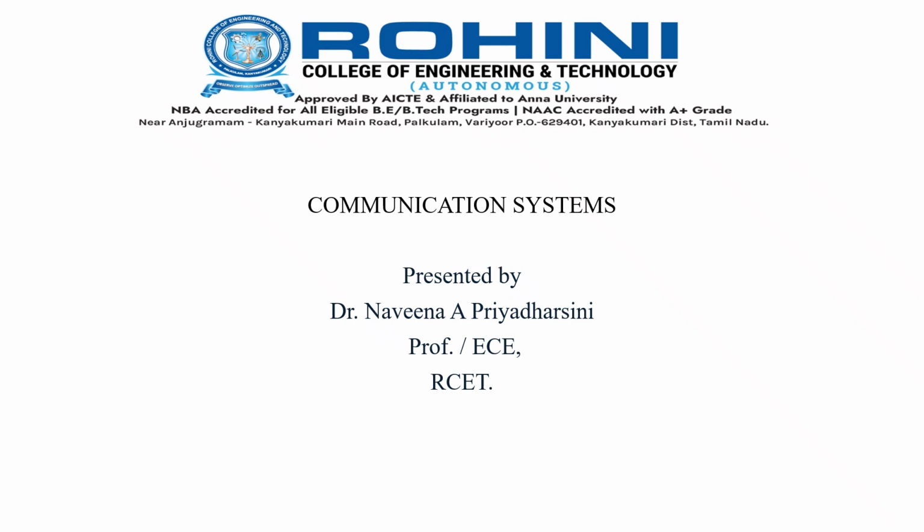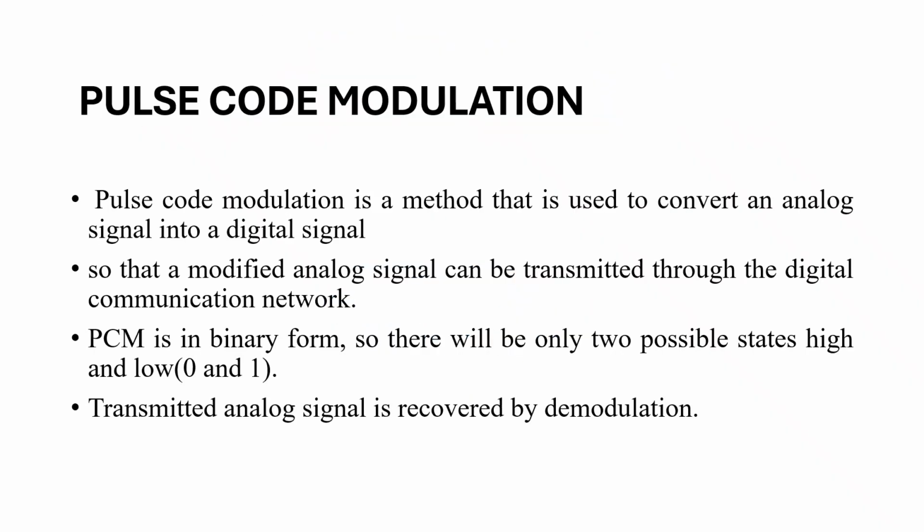Good morning. In today's class we shall discuss pulse code modulation. Pulse code modulation is a method used to convert an analog signal to a digital signal so that the modified analog signal can be transmitted through a digital communication network. Pulse code modulation is, in short, indicated as PCM.